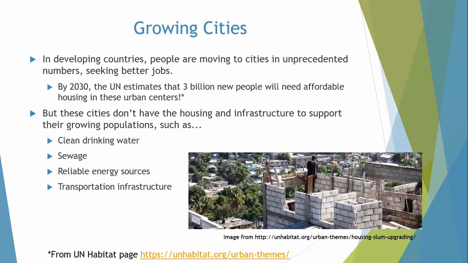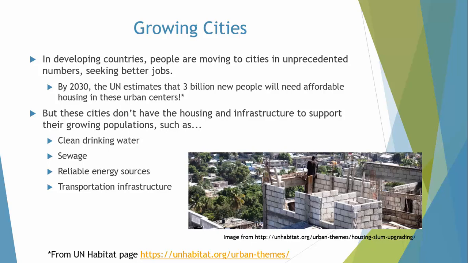In developing countries, we said people are moving to seek better jobs, and by 2030, we said 60% of people in these countries will live in urban areas. And to quantify that, that's 3 billion new people that will be moving to urban areas and will require affordable housing. And that's the key. It has to be affordable housing. And so that's not as simple as it sounds in some of these cities. These cities currently don't have enough housing and infrastructure to support their growing populations, and so that is an issue.